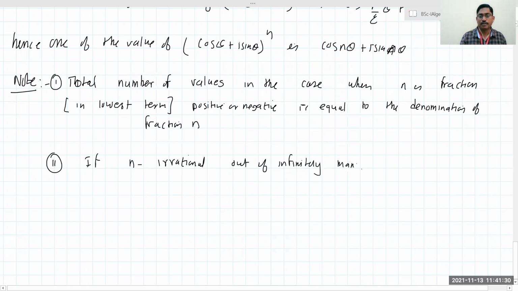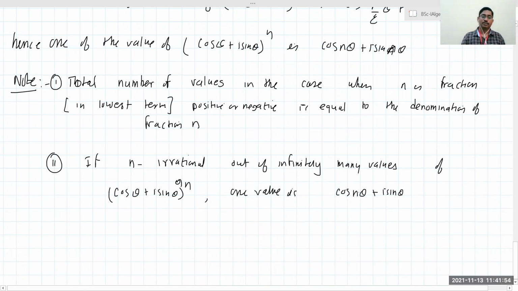of cos of theta plus i sin theta raised to n, one value is cos of n theta plus i sin n theta. One value is equal to this value. There are total, if n is an irrational number, infinitely many values, and among all these infinitely many values, this is the one value. So these two are the important notes.